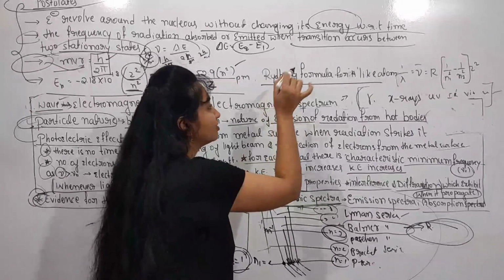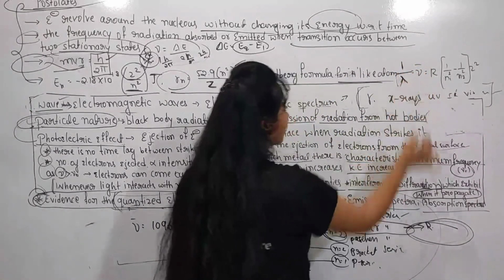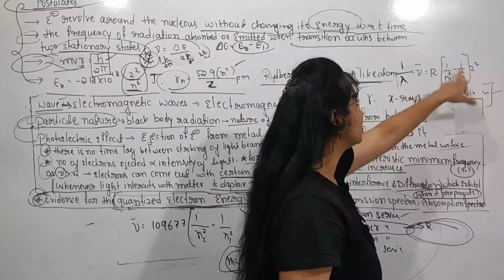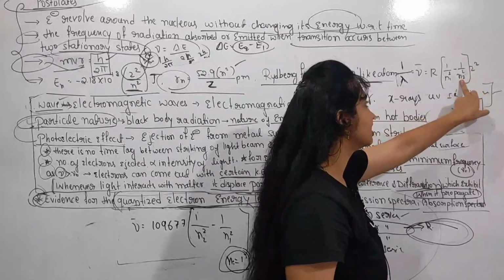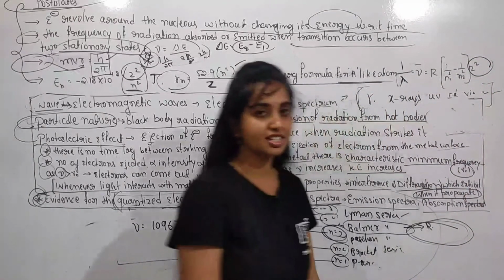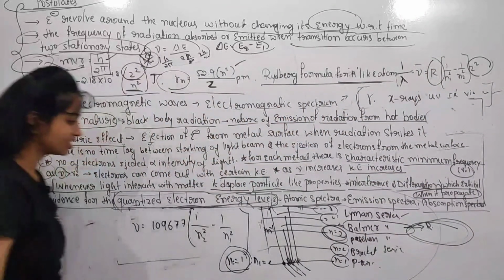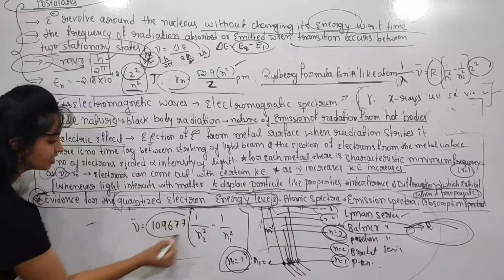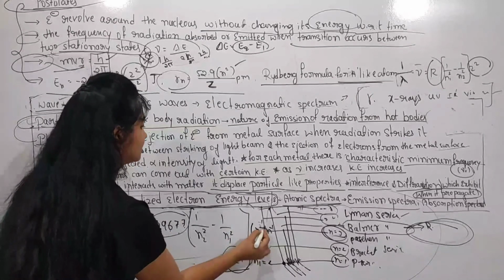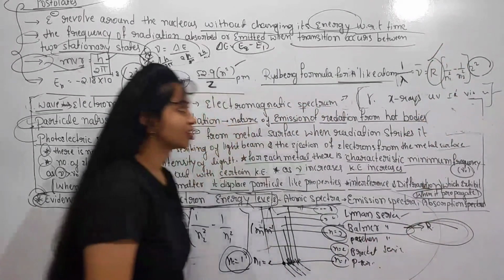And next, the Rydberg formula for hydrogen-like atoms: 1 divided by lambda, or wave number, is equal to R into 1 divided by n1 square minus 1 divided by n2 square, into Z square. For hydrogen, Z is 1 only. So what do you mean by Rydberg? Rydberg is a constant, its value is 109677 per centimeter. So this is the value of the Rydberg constant.